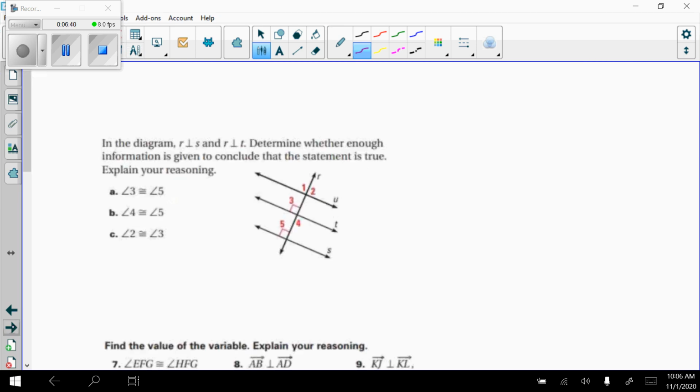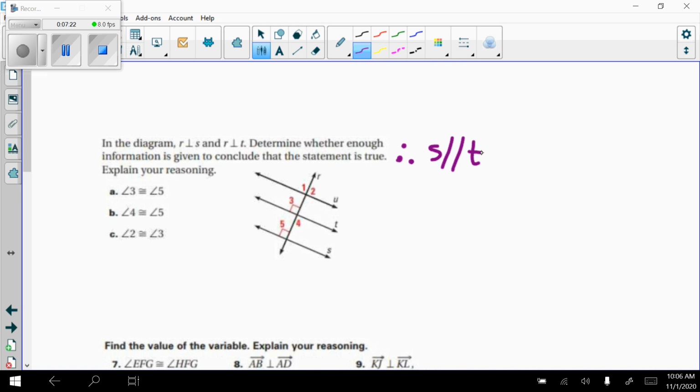Next page. This page is a lot like what your homework is going to look like. It says in the diagram, R is perpendicular to S and R is perpendicular to T. Determine whether enough information is given to conclude that the statement is true and explain your reasoning. Based off of what they told me, R perpendicular to S, R perpendicular to T, then we have that theorem that tells me, so therefore we know that S is parallel to T. Okay.